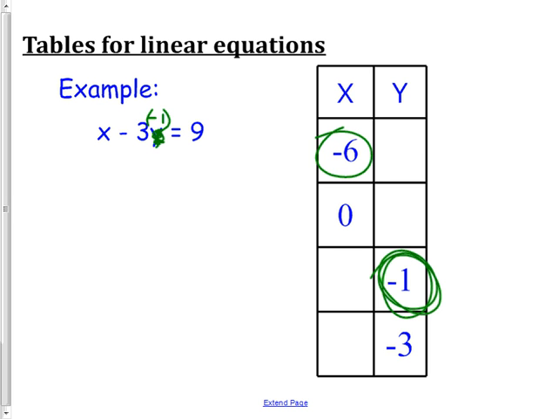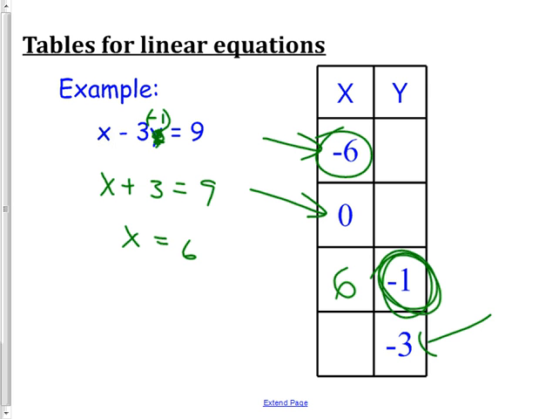So this means negative 3 times negative 1, which makes positive 2. X plus 3 equals 9. And then subtract 3, x equals 6. Okay? This kind of problem is pretty easy. They're just telling you to stick in x is negative 6. Or they're telling you to stick in x is 0. Or they're telling you to stick in y is negative 3.